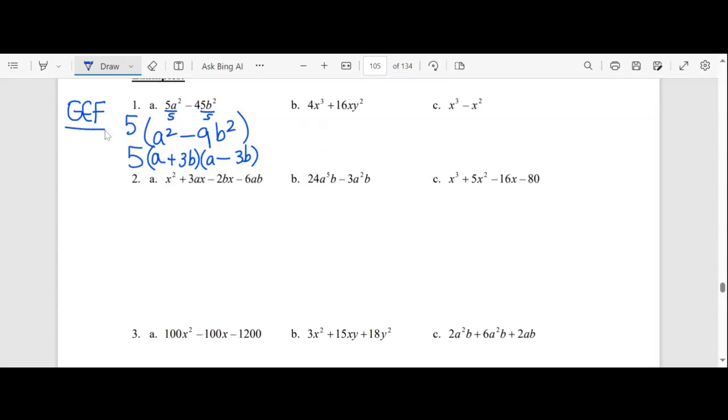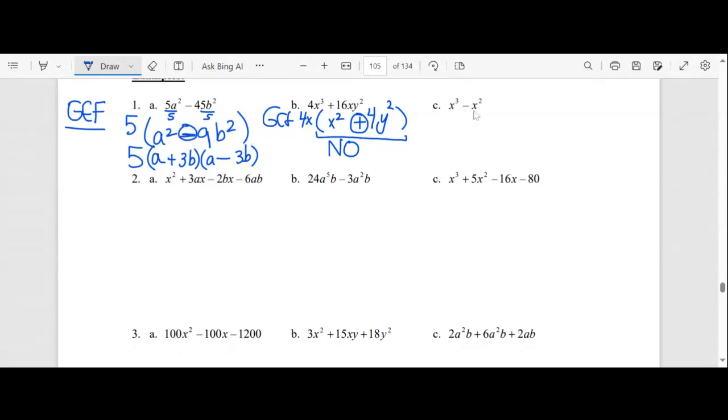What is the greatest common factor here? 4x. What's left? x squared plus 4y squared. Can I factor more? Yes. Sure? x and x. You cannot factor more. Why? Because we don't have a rule for this. We have a rule for difference of squares, which is when it's negative in the middle.